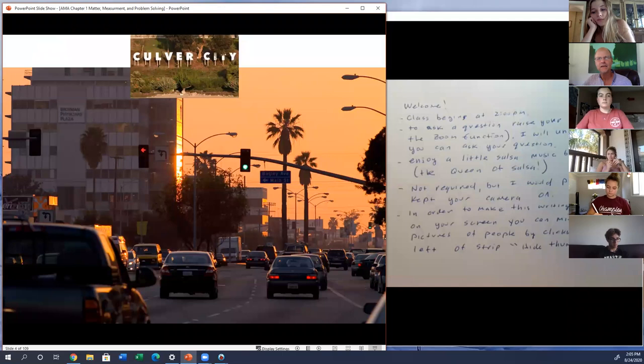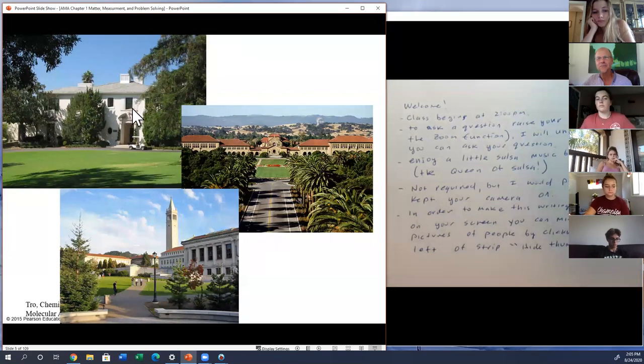I grew up in Culver City, West Los Angeles. Some of you that are from Los Angeles may have been to Culver City before. I went to Culver City High School and was born there, grew up there, left when I was 18. Went to college here in Santa Barbara at Westmont College, where I graduated with a bachelor's degree in chemistry. Then I moved up the coast to Stanford, where I got my PhD in physical chemistry. And then from there, I went to UC Berkeley, where I did a postdoc in physical chemistry as well.